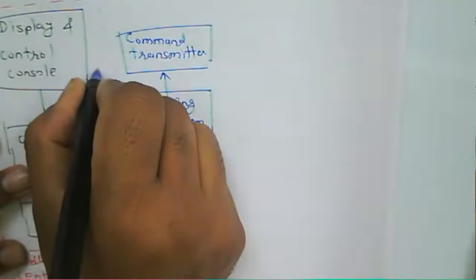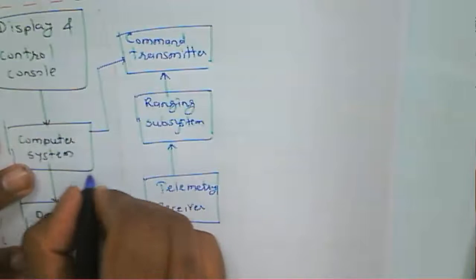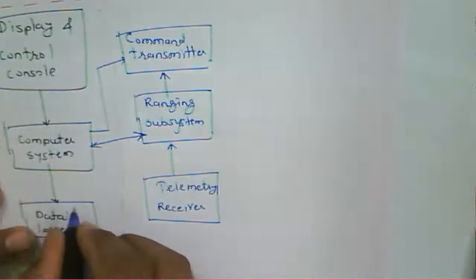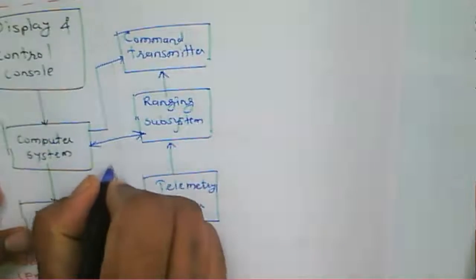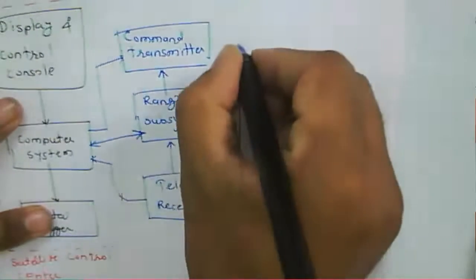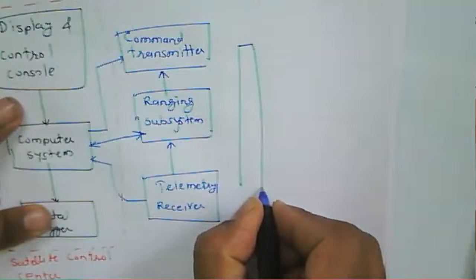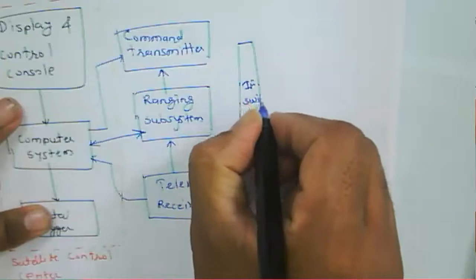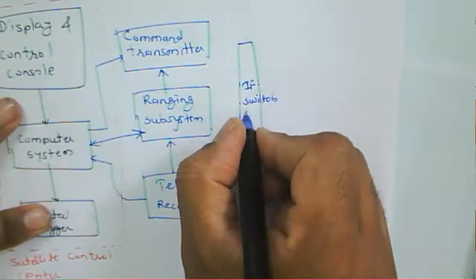That is about from the computer to this command here. Ranging subsystem to be here. The telemetry receiver will give input to the computer system. Then we have the IF switch and a combiner.